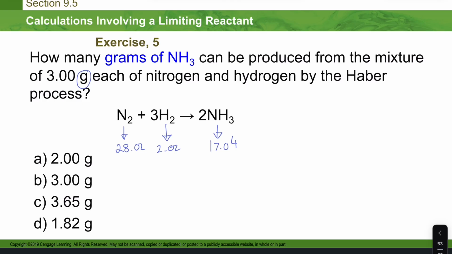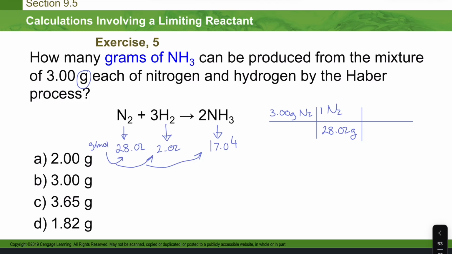So, this is how I will set this up. How many grams of NH3 can be produced from the mixture? We have 3 grams of each, so I'm going to start with what we have: 3.00 grams. Let's start with N2. We'll divide that by the molar mass. These are all in grams per mole. What we'll do is say 28.02 grams for every 1 N2.